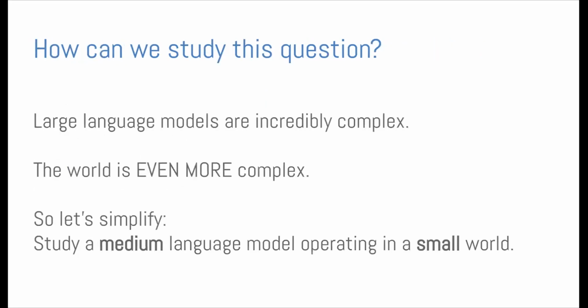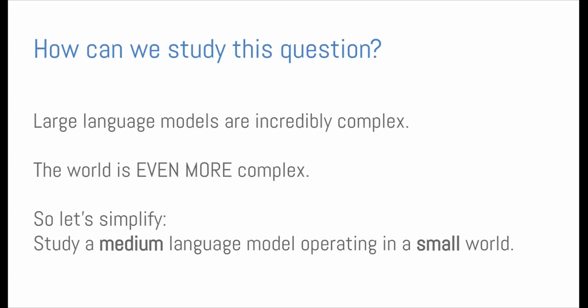Okay, so the big question, though, is that it's really hard to figure this out. If you look at a large language model, they're enormously complex. And if you're looking for a world model, that's also really complex. The world is really hard. So how do you look for a model in the internals of one complicated thing inside of another complicated thing?